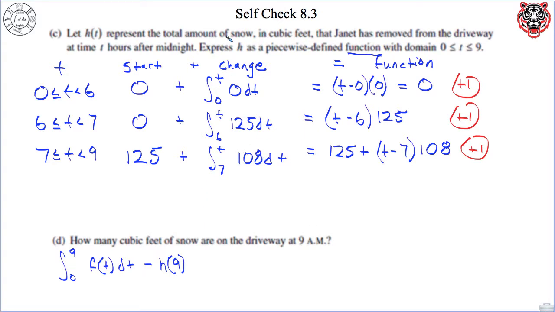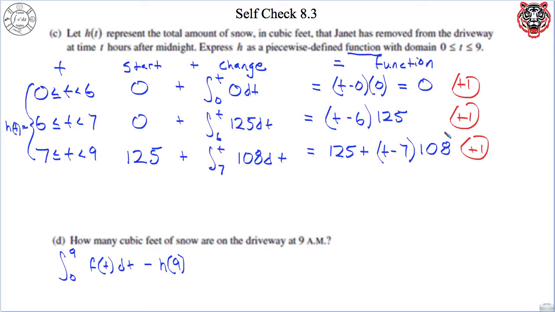H of 9, remember all of this? I guess I should have written h of t is equal to, you have to be careful because f of 9 represents a rate. And how do you know it's h of 9? Oh, I think it gives it, yeah.